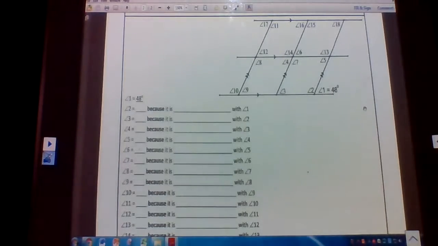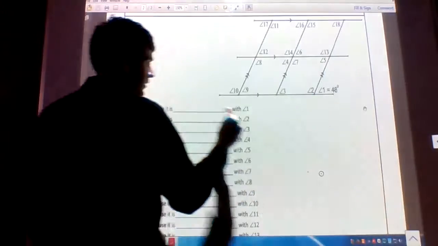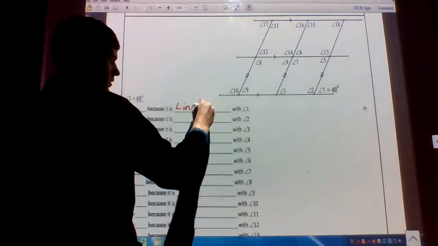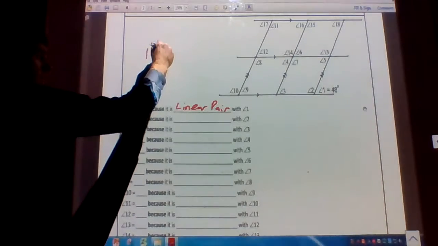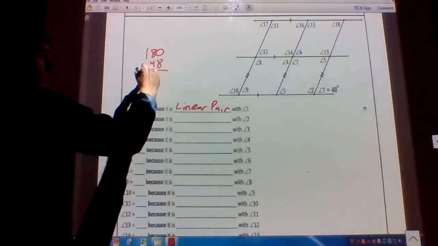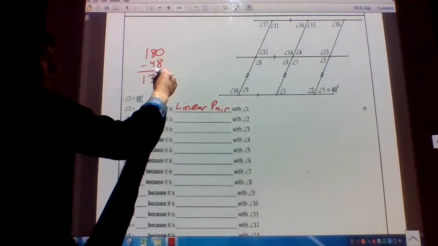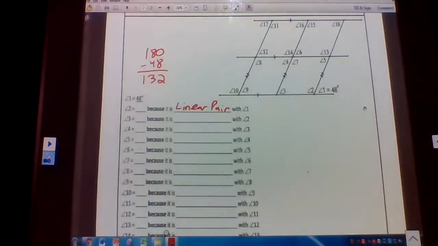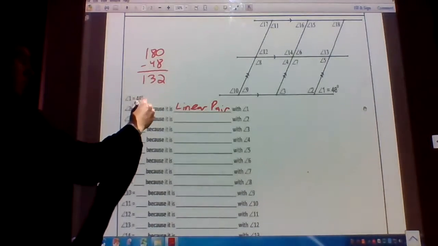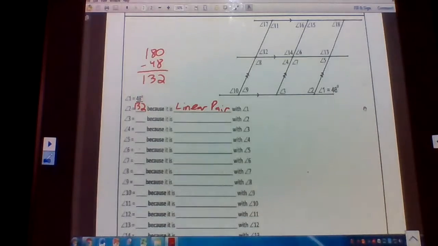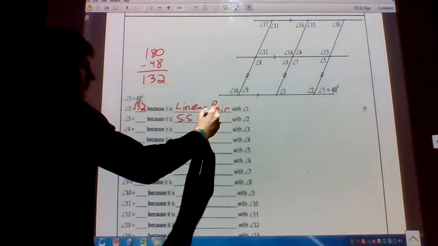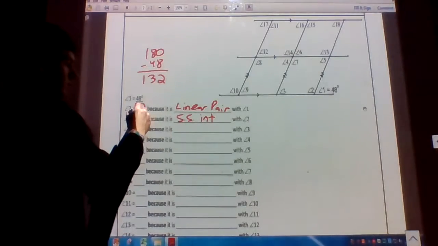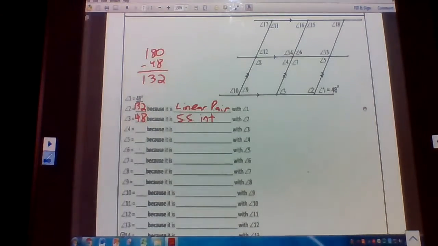Okay, so let's look at 1 and 2. They're a linear pair, so that's going to be supplementary, so 180 minus 48 is 132. Okay, 2 and 3 are same side interior, so this is going to go back to 48. 180 minus the 132 is 48.